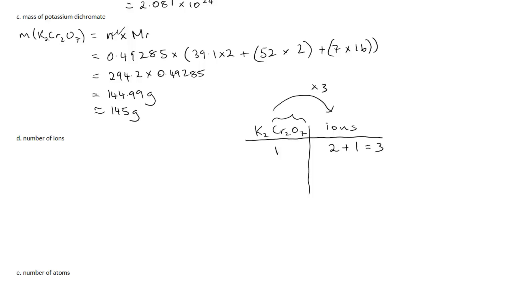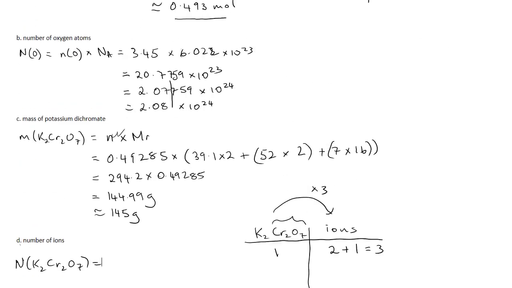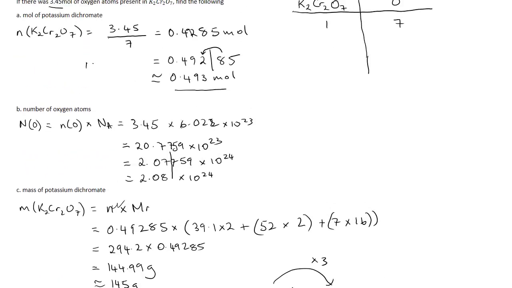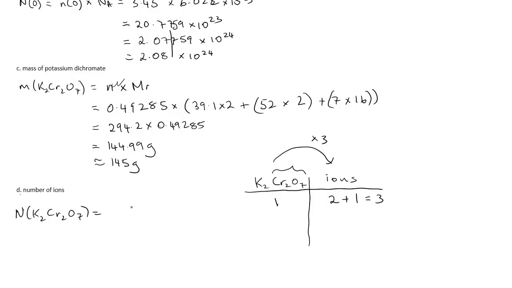Okay, so if you have the number of your potassium dichromate, number of them, I think we did calculate it somewhere, didn't we? No, we just went for oxygen. Okay, so we can use our mole, 0.049285, and times it by Avogadro's constant to first get the number of these, and then to get the number of ions, you can just take this value here times by Avogadro's constant times by 3.